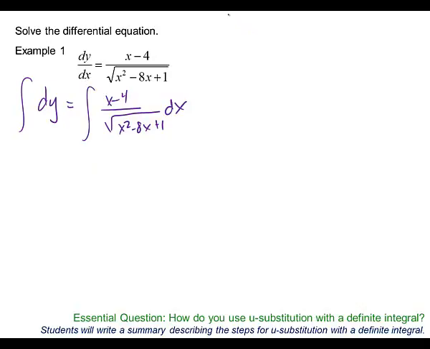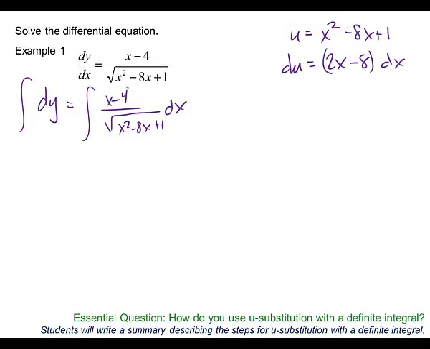Okay, let's go ahead. If you had to blindly guess at your u, what would you pick? Yeah, that's an inner function, right? So u equals x squared minus 8x plus 1. All right, let's take the derivative of that. So du equals, what's the derivative of it? And then put the dx after it, right? Because we have to be able to sub in.